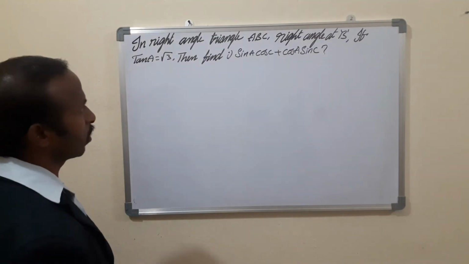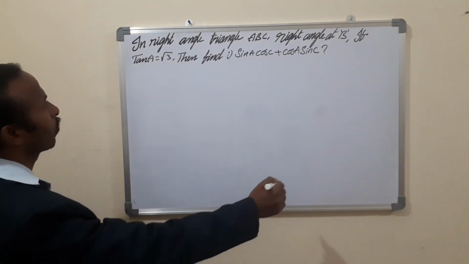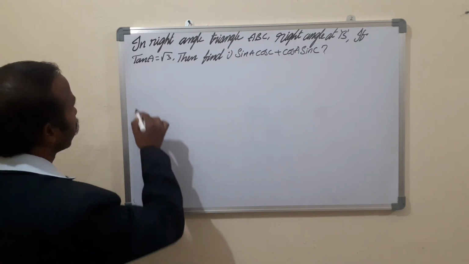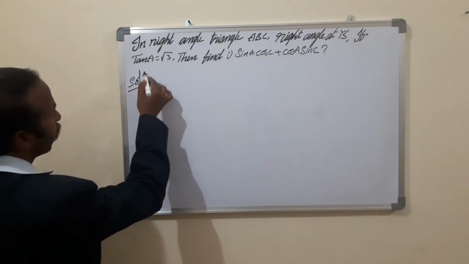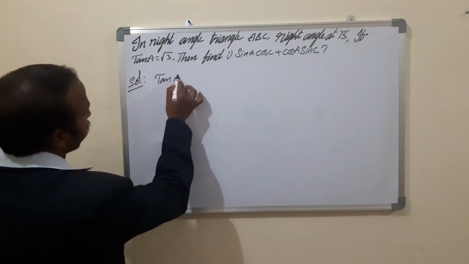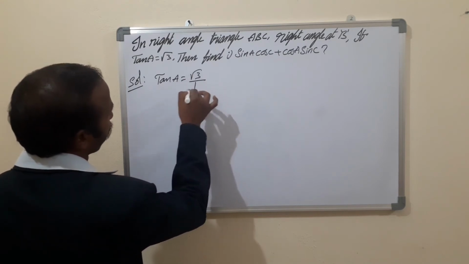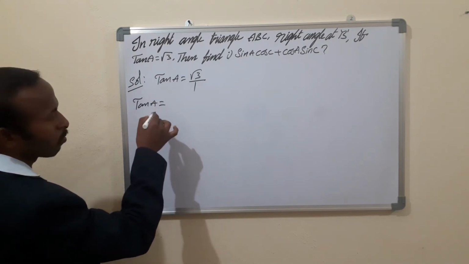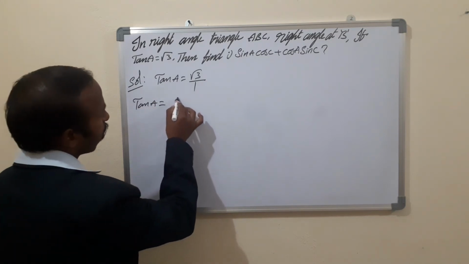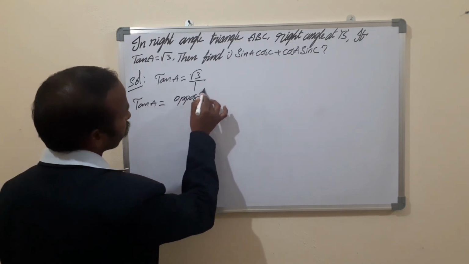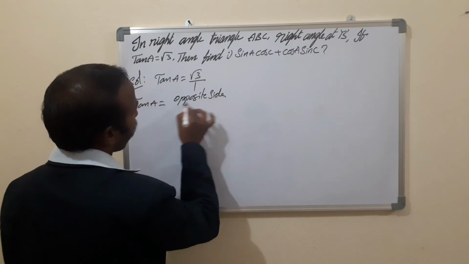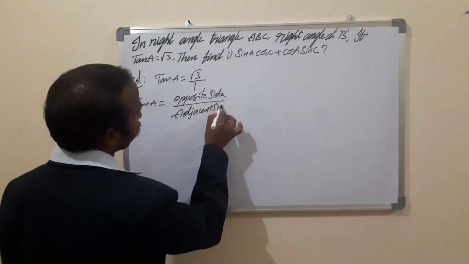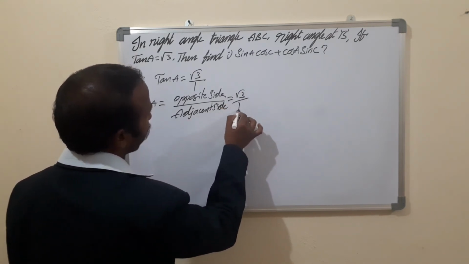In right angle triangle ABC, right angle is at B. If tan A equal to root 3, then find sin A cos C plus cos A sin C. Solution. The given data is tan A equal to root 3. By default 1 is there. Now see, tan A equal to, what is the formula in terms of sides of tan A? Opposite side by adjacent side, is equal to root 3 by 1.